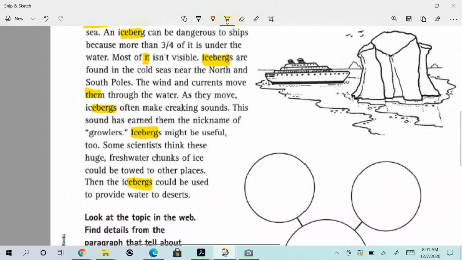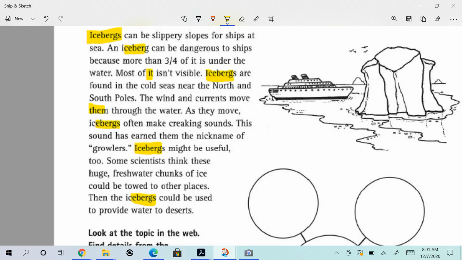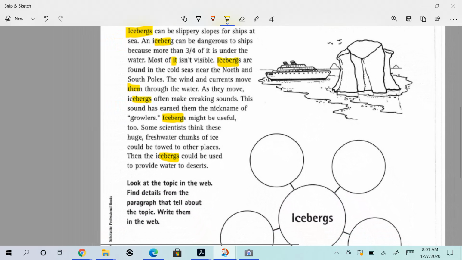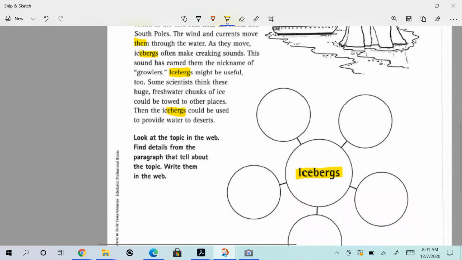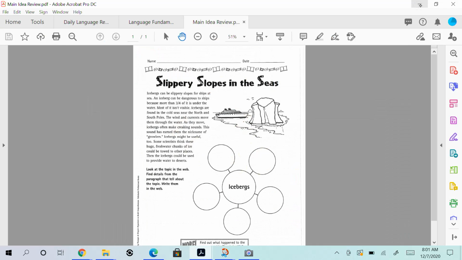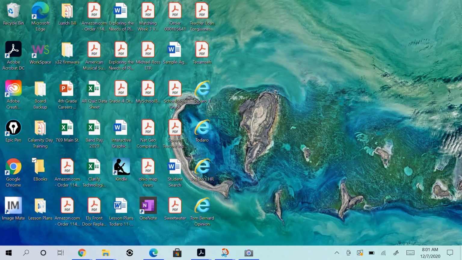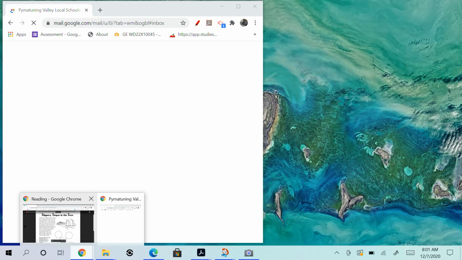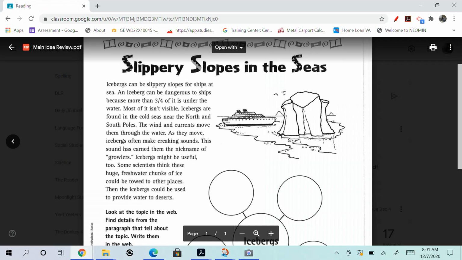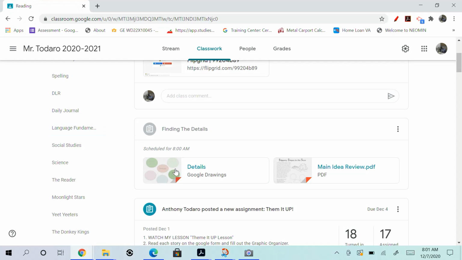All right, so obviously, if we were looking for the general topic in this, what word kept getting repeated over and over again? Iceberg. All right, so what I want you to do today is take a look at your assignment. You found it right here, and you're going to click on Find the Details in the top right-hand corner. You're going to find this graphic organizer that I want you to fill out.